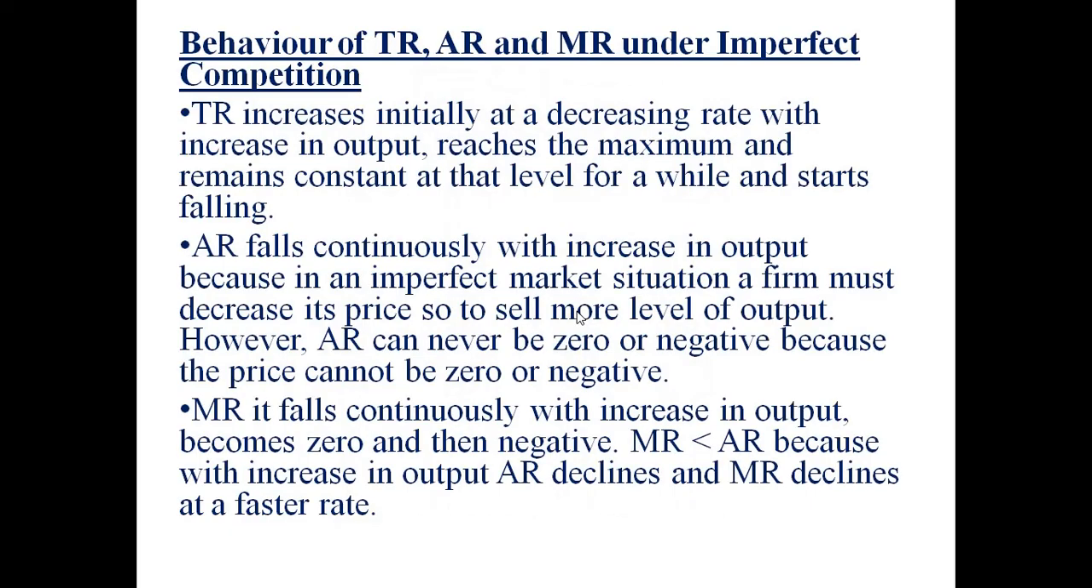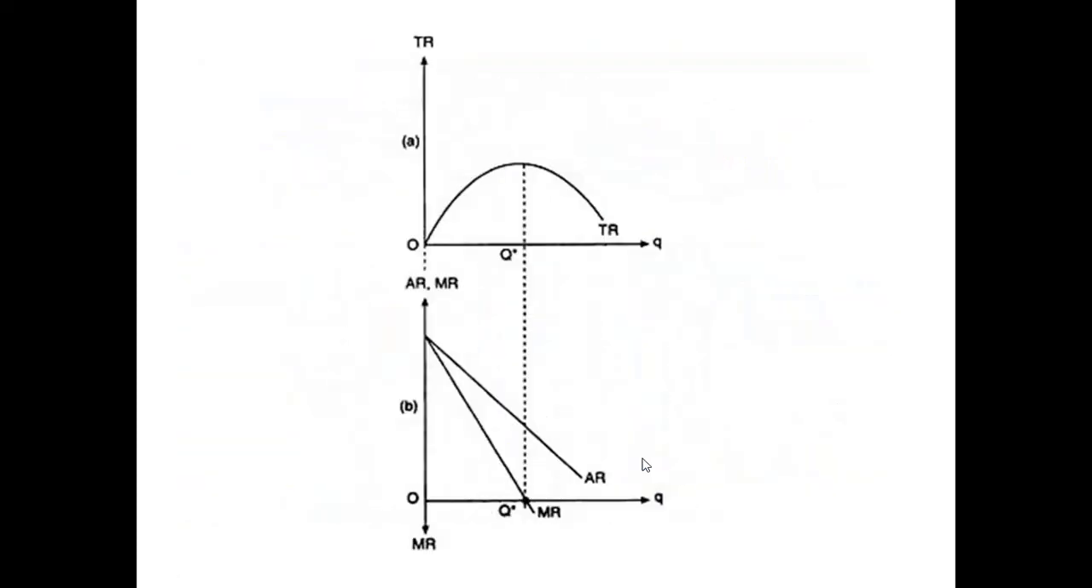Now MR falls continuously with increase in output. It becomes zero and negative also, as you can see out here. MR can be zero and can be negative also. And you must remember two things out here: that both TR and MR can be zero.